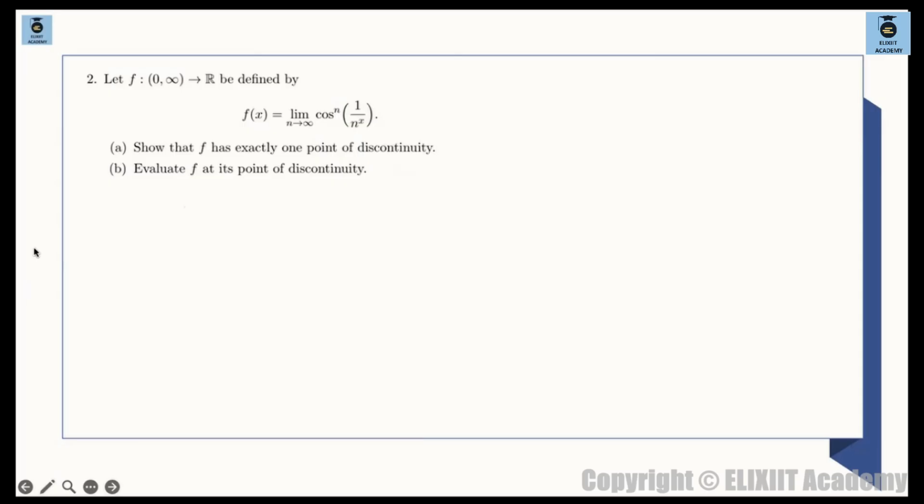So the very first thing you need to do is define the function properly. So let's write f(x) properly: f(x) is limit n tends to infinity of (cos of 1 upon n to the power of x) whole raised to the power of n. Now if you see the form here, as n tends to infinity, 1 by n raised to the power of x will tend to 0, meaning cos 0 is 1. So this is a 1 raised to the power of infinity form.